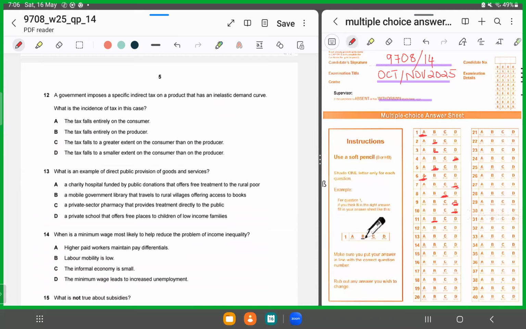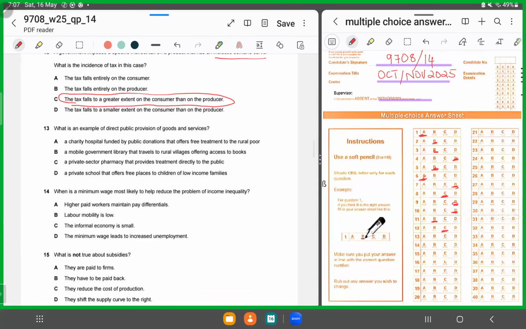So, the more the inelastic demand is, the easier it is for the seller to pass it on in the form of higher prices, right? So, this means that the tax would fall more on the consumer than the producer, because the higher the inelasticity, the easier it is for the producer to pass it on to the consumer. So for 12, we'll shade in C. Moving forward, MCQ number 13. What is an example of a direct public provision of goods and services?